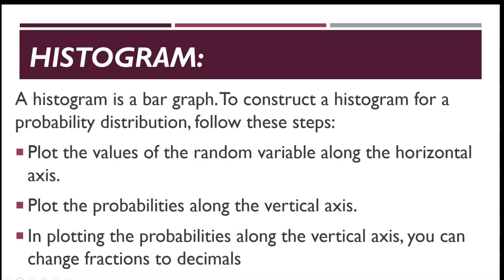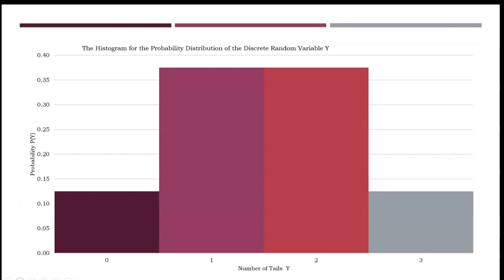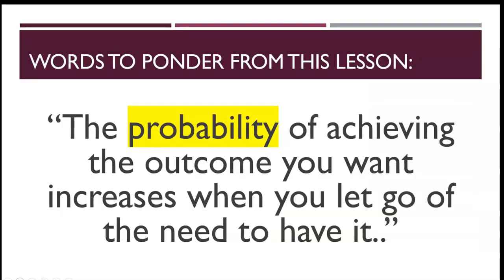So, in illustration, this is what a histogram looks like. In the vertical axis, we can see the values of the probability of y, and in the horizontal axis, we can see the number of tails for the random variable y. So that is how we create a probability distribution for a random variable.